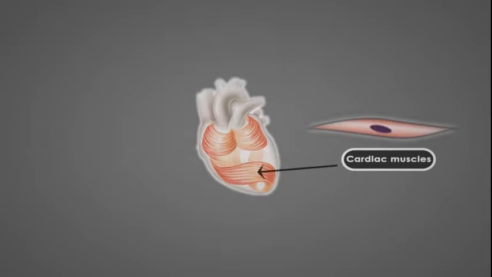The cardiac muscle fibers have a very rich supply of blood. The contractions are slow but highly rhythmic and not sustained.